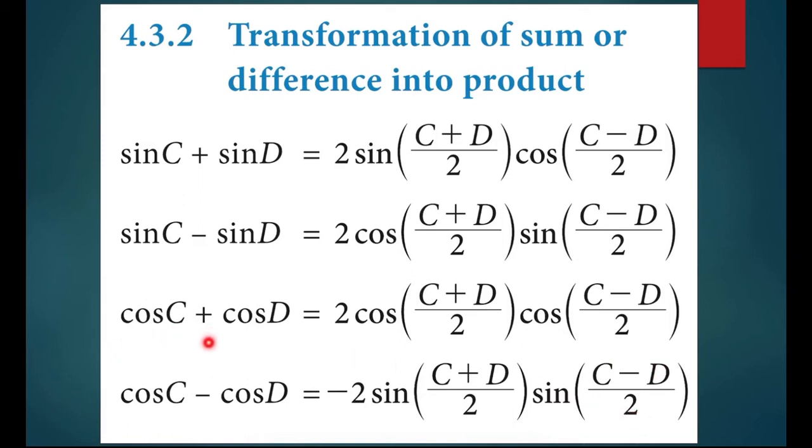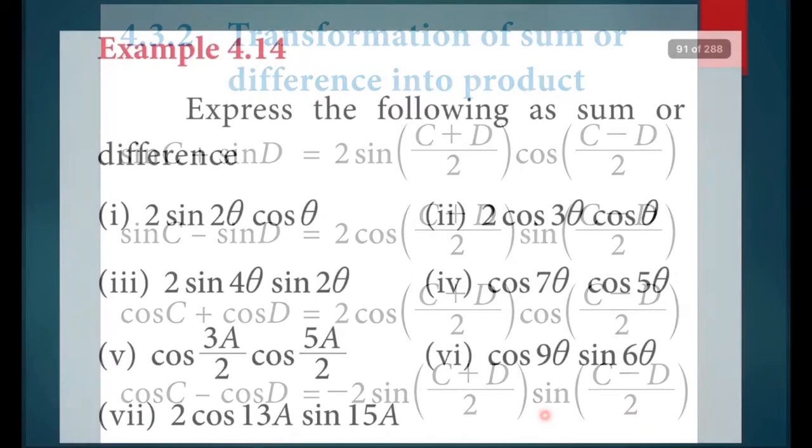If plus comes here, both are cos. If minus comes here, cos C minus cos D means minus 2 into sin, both are sin. Okay. So, learn these 4 formulae.